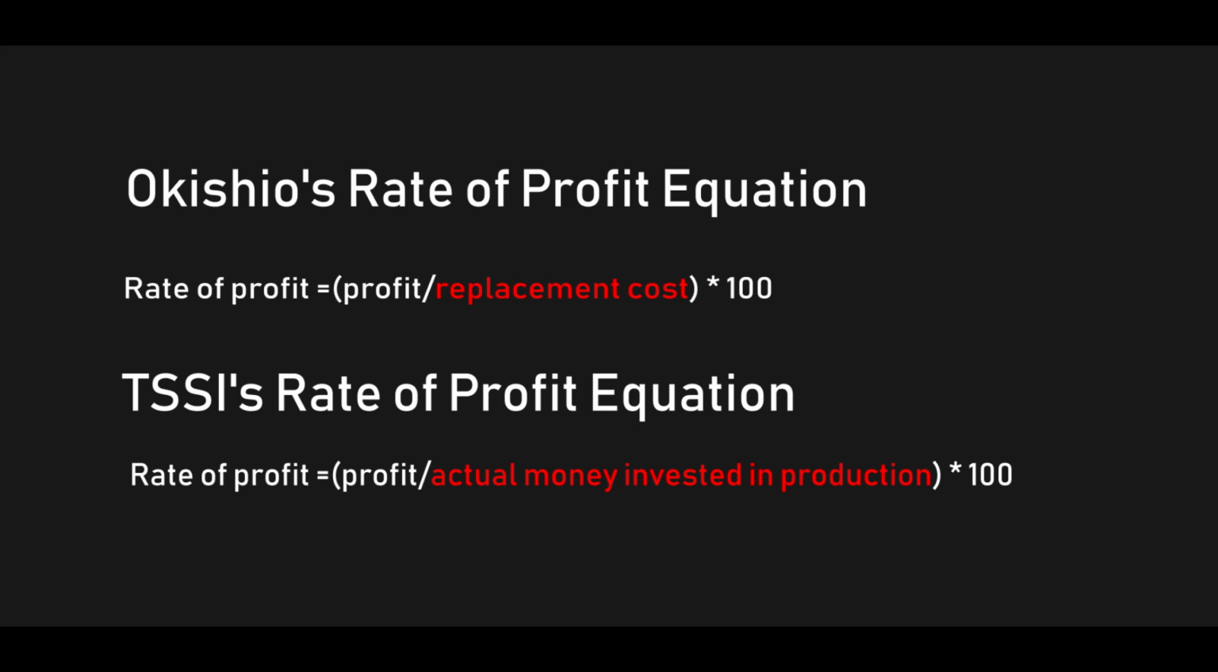Okishio's approach meant that as productivity increased and replacement costs decreased, the denominator would get smaller, and thus the rate of profit would rise in relation to Marx's equation. For the TSSI advocates, this is how Okishio inaccurately reaches the conclusion that investment in constant capital would not lower the rate of profit over time.